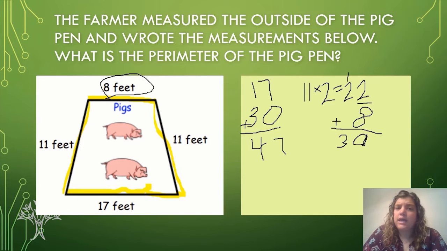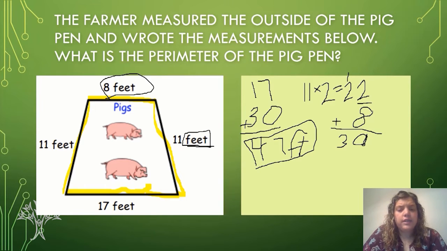Now I could be done, but it's really important when I'm working with measurement that I need to label what I measured in. In this problem, I've measured in feet. It would be very different if I went to the fencing store and said I needed 47 feet, 47 miles, or 47 inches. Those are all very different measurements. So I have to label that 47 to show that I'm working in feet.